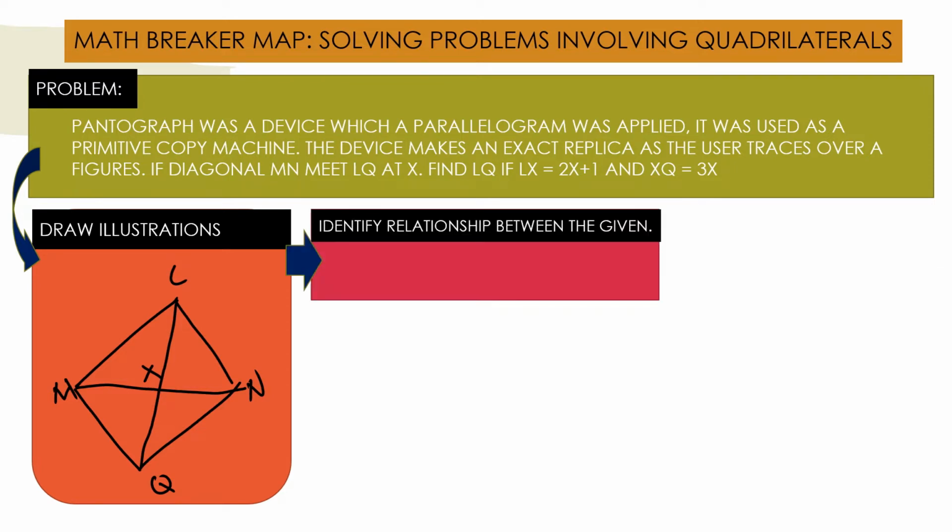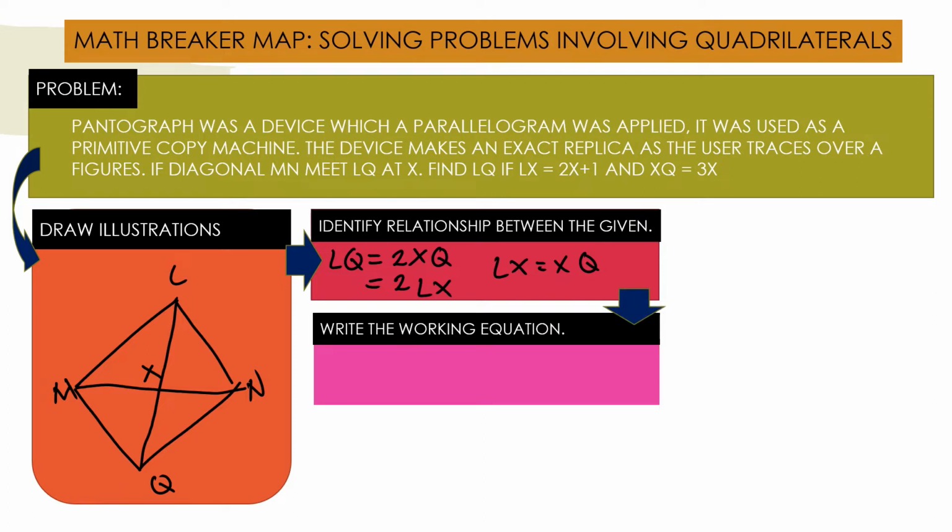Okay, identify the relationship between the given. So LQ is equal to twice of XQ, or it could also be equal to twice of LX. And LX is equal to XQ. So for the next step, we have to write the working equation. I am going to use LX is equal to XQ. So I will substitute the quantities: 2x plus 1 is equal to 3x.